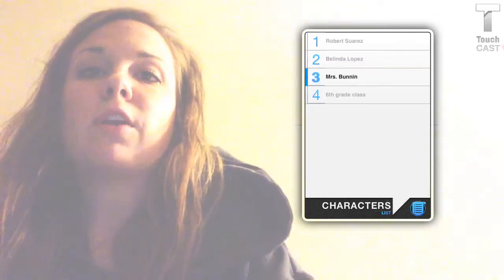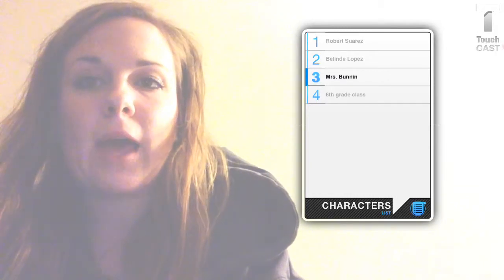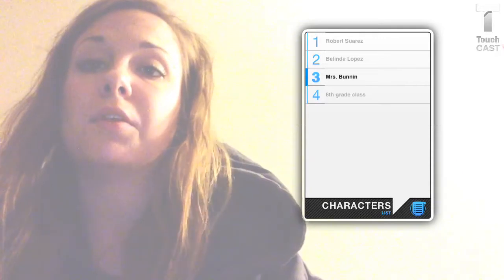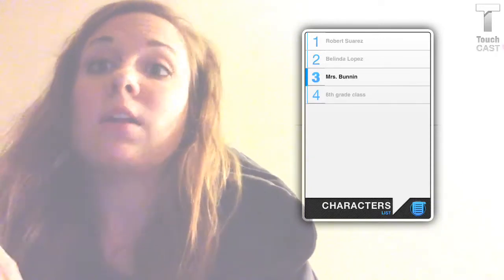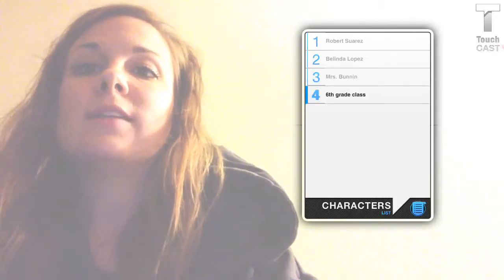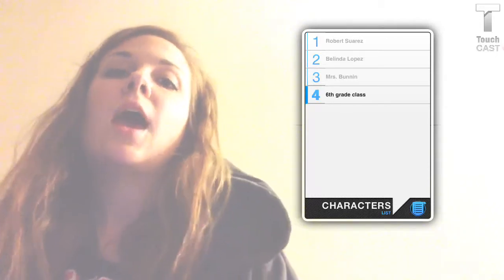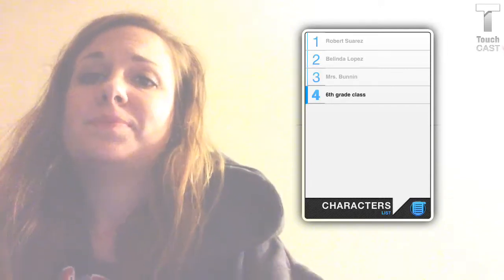Mrs. Bunnan is our first minor character. She plays a small role in the school play, but it's important that she's there because she is the leader of the class and the leader of the school play. And she gave Robert his role in order to say, "Nothing's wrong, I can see." The other minor characters are the 6th grade class, and they're important because they take a part in the play. And we also know that they are probably scared of Belinda Lopez as well.